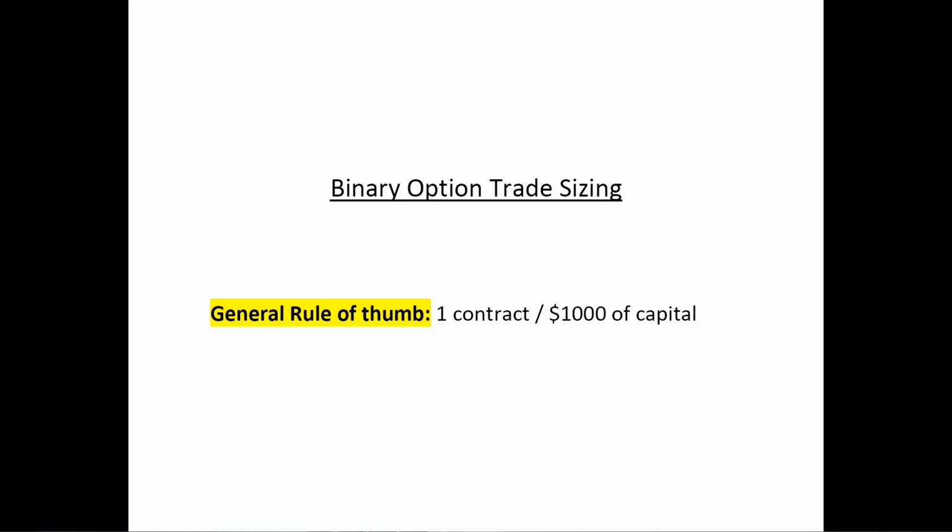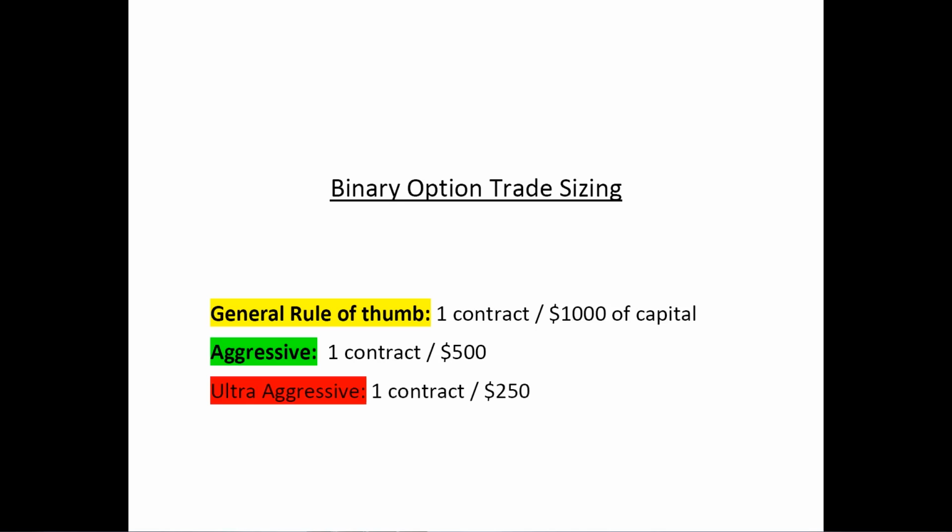Okay, now a little more aggressive rule would be one contract per 500. If you're getting some experience with the platform and what we do, then sure, you can go to one contract per 500. It is more aggressive, but as you build up capital and your experience, you definitely could do that sizing with our system. Now, an ultra aggressive strategy would be one contract per 250. You could do that starting out.